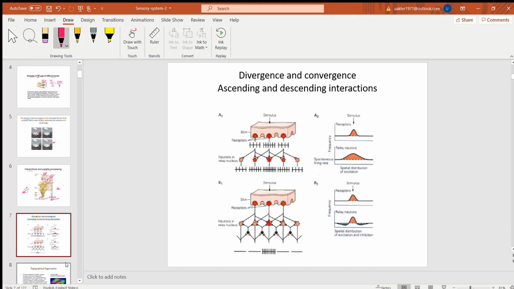Divergence and convergence along the ascending and descending pathways. So let me give you an example of divergence and then an example of convergence. Both are important and take place along the pathway.